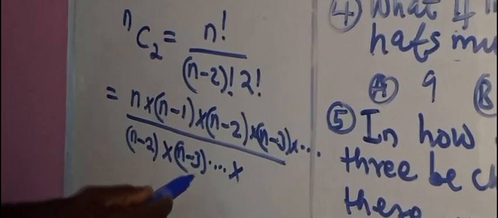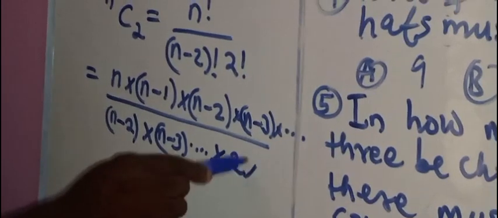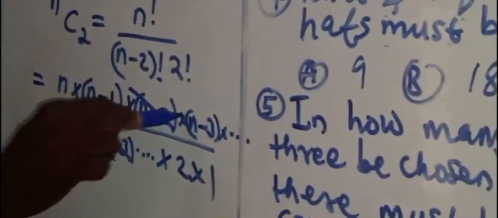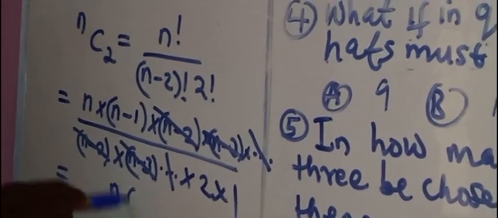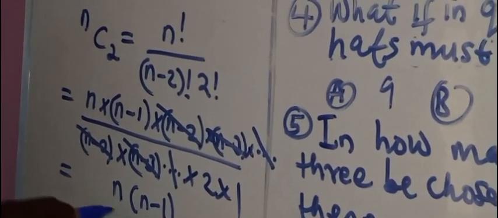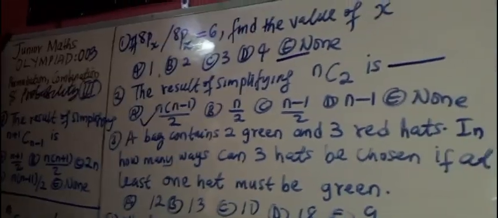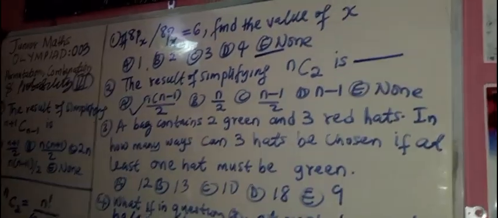Once you get to a similar term at the numerator and denominator, just stop there. Then 2 factorial is 2 times 1. The reason is that from this one, it will be easy for you to cancel this, to cancel this, and to cancel all the dots. So what do you have left? We have n into n minus 1 divided by 2 times 1, which is 2. So the answer is this. The answer is A. Now let's look at this.